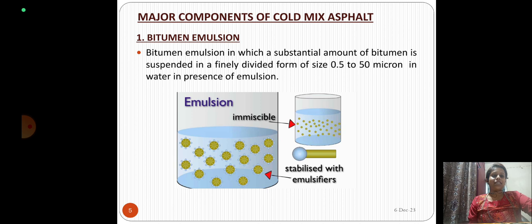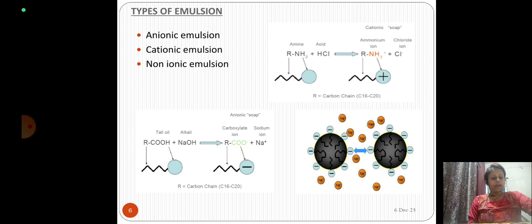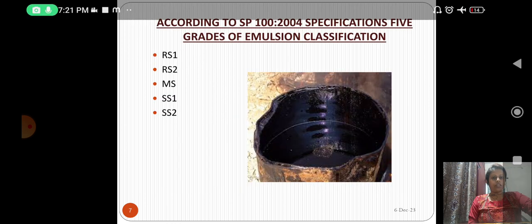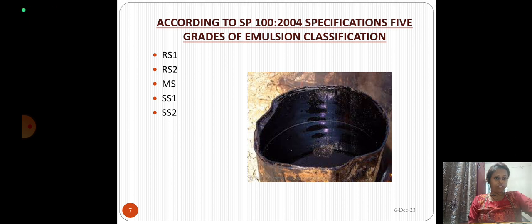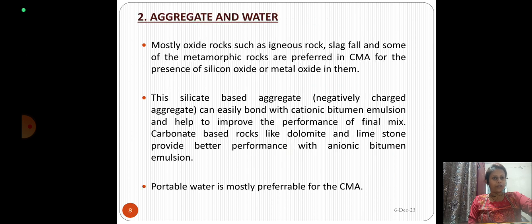Bitumen emulsion is a substantial amount of bitumen suspended in a finely divided form of globules, from 0.5 to 50 micron, in the presence of an emulsifier. This is the main binder used for the bitumen emulsion mixture. There are three types of bitumen emulsion: anionic, cationic, and non-ionic, which is based on the charges. However, as per IRC SP 100 2014, there are five grades of bitumen emulsion given in the Indian standard, which are rapid setting 1, rapid setting 2, medium setting, slow setting 1, and slow setting 2. The grades are based on the setting time of the bitumen emulsion.